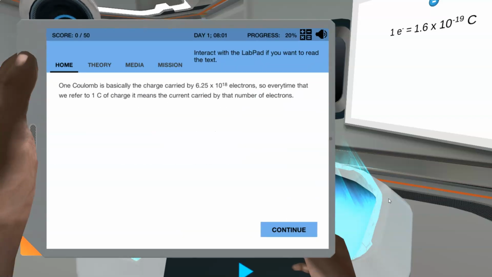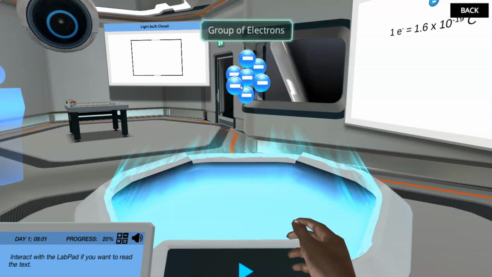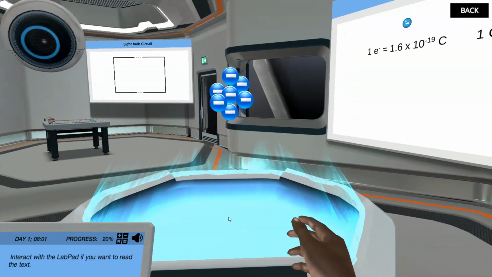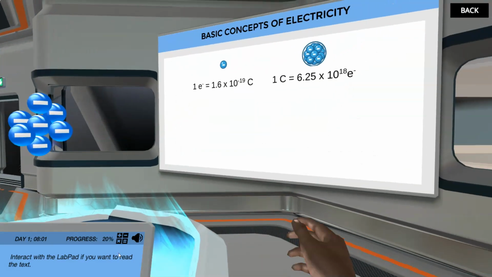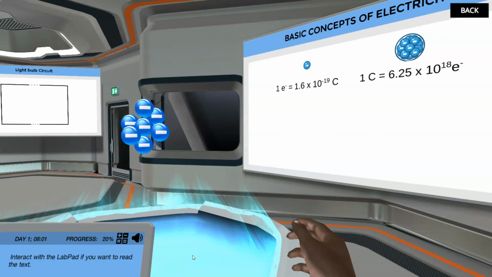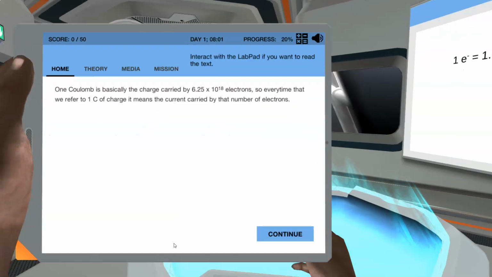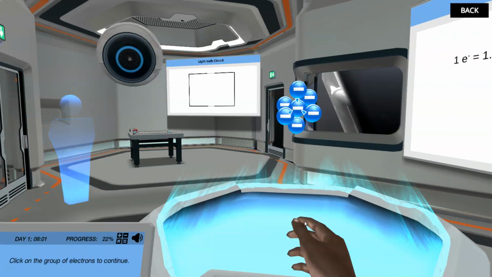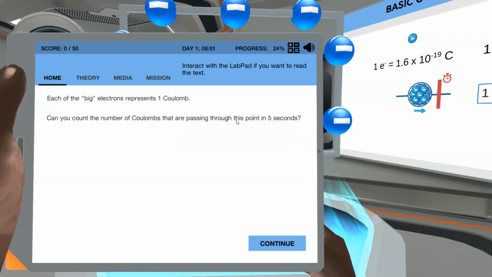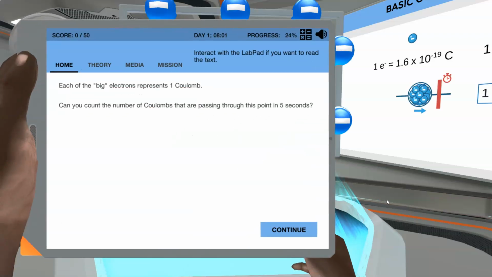1 coulomb is basically the charge carried by 6.25 times 10 to the power of 18 electrons, so every time that we refer to 1 coulomb of charge it means the current carried by that number of electrons. Click on the group of electrons to continue. Each of the big electrons represents 1 coulomb.